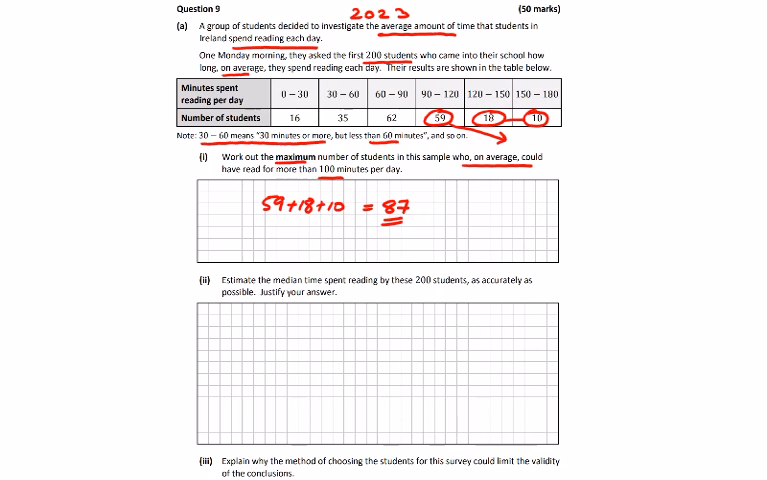Estimate the median time spent reading by these 200 students. So the median, the one in the middle, will be around the 100th one. It'll be the 100th and the 101st, the average of these two, but we don't have all the data points. We just need to know where this falls. 16 and 35, we're up to 51. So if we add 62, we're going to get 51 plus 62 is 113. So the median is in here somewhere, which is 60 to 90 minutes.